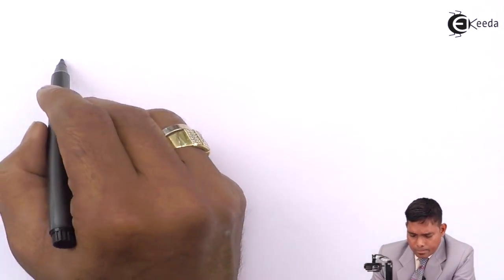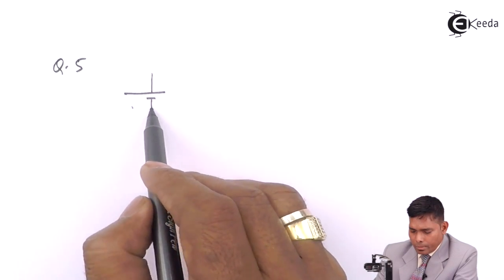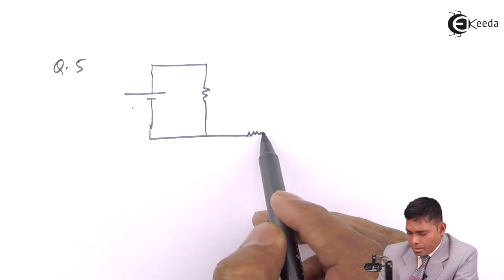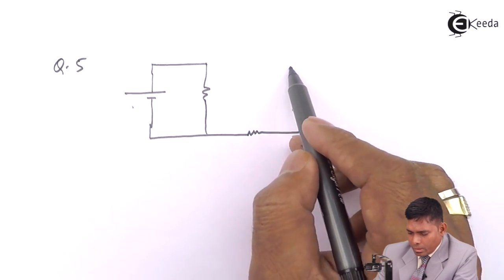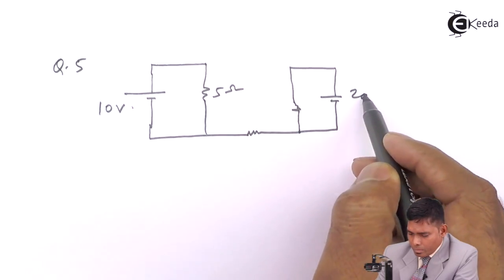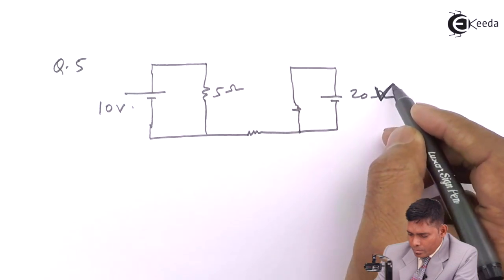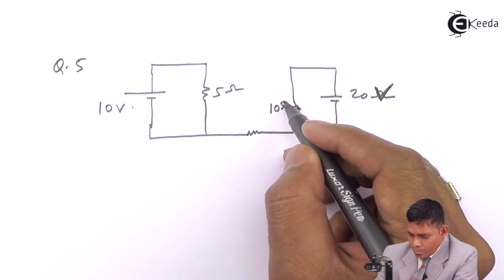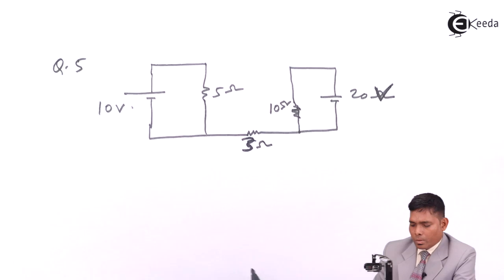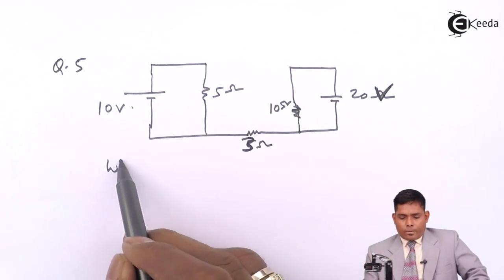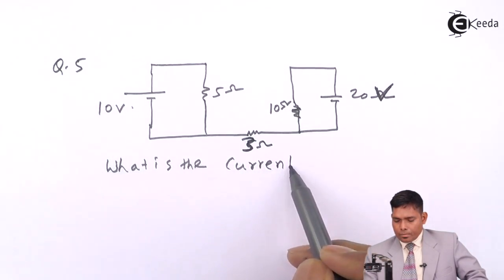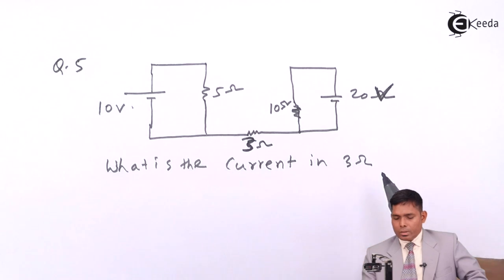Let us take one more question. Question number 5. Suppose there is a battery over here and a resistance here. There is another resistance here, another resistance over here, and another battery over here. Let us make it 3 ohm. Now the question is, what is the current in the 3 ohm?